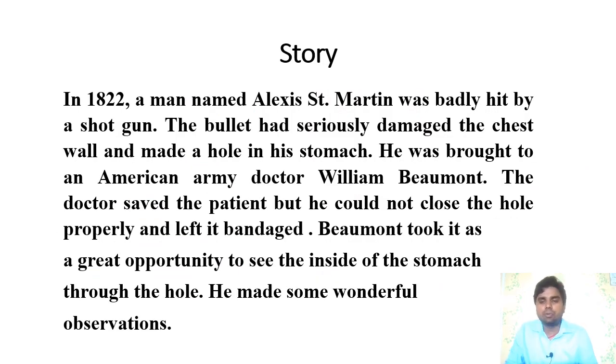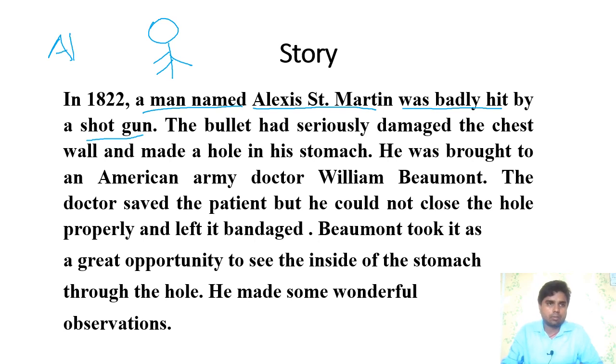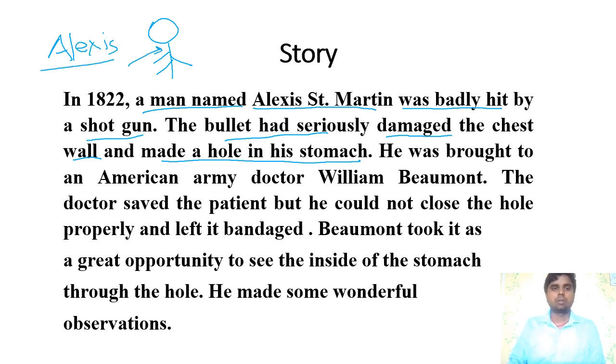Okay, student, now it's time to see the story behind this discovery of the stomach. What happened was that in 1822, a man named Alexis Saint Martin was badly hit by a shotgun. Let's suppose this is a man whose name is Alexis. The bullet had seriously damaged the chest wall and made a hole in the stomach. So the person named Alexis was shot by a gun. Near his chest, let's suppose here is his chest, after the bullet hit there was a hole made.